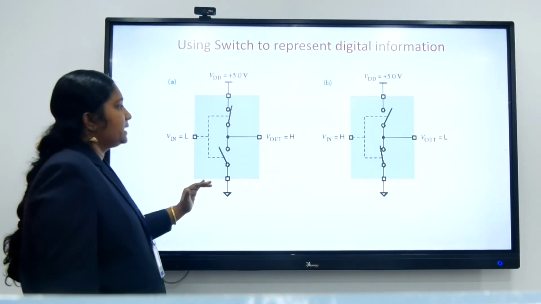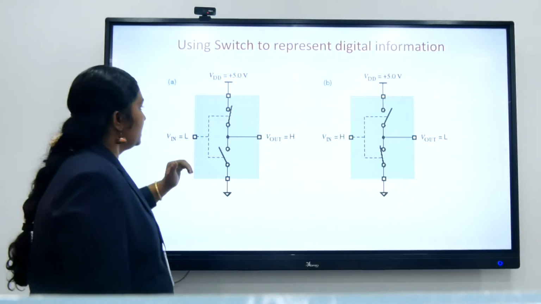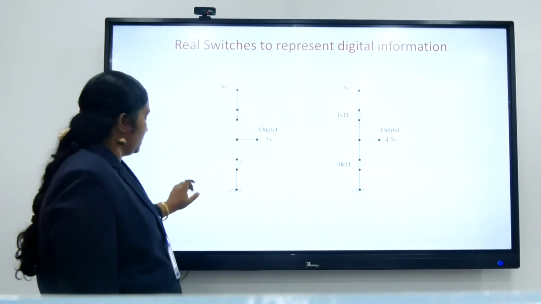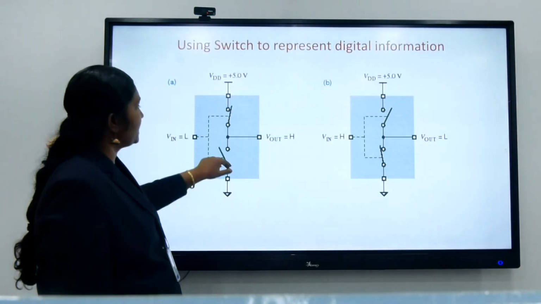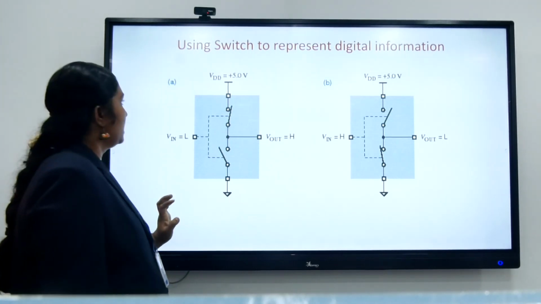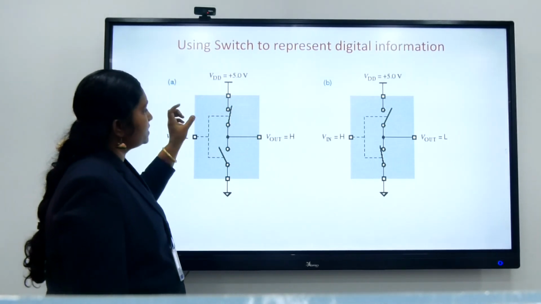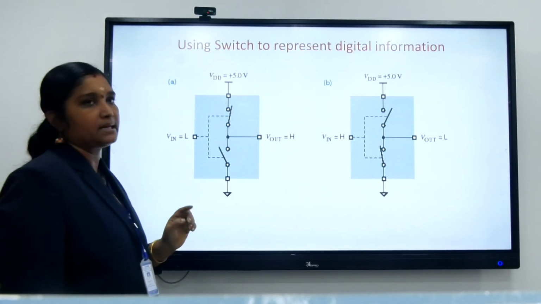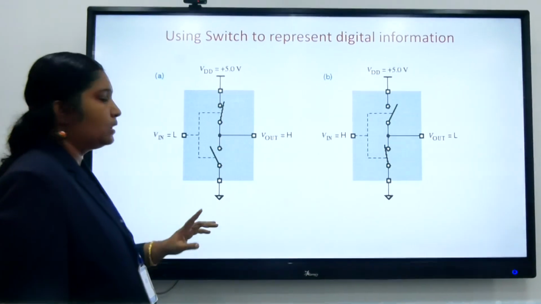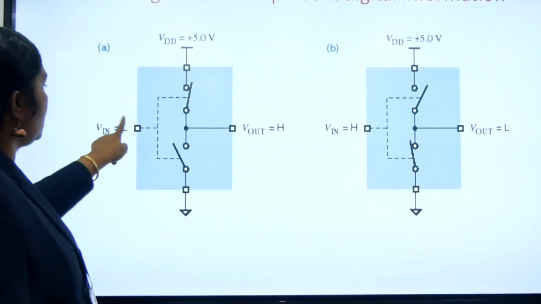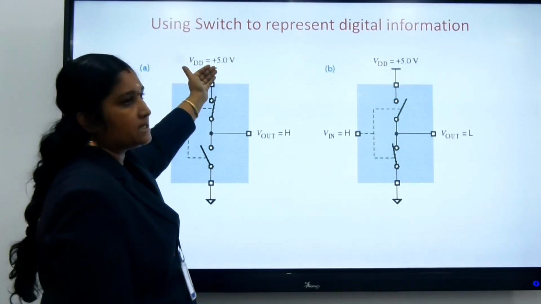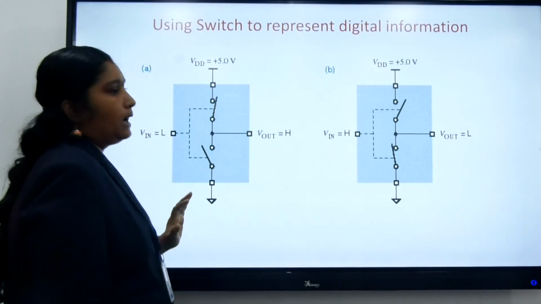How are we getting this output? These are the switches. When we operate these switches, we get the output from this input. Actually, when a switch is closed, it is represented as 1. When the switch is open, it is represented as 0. Here the voltage level is kept low, and here the VDD voltage is kept at high level.